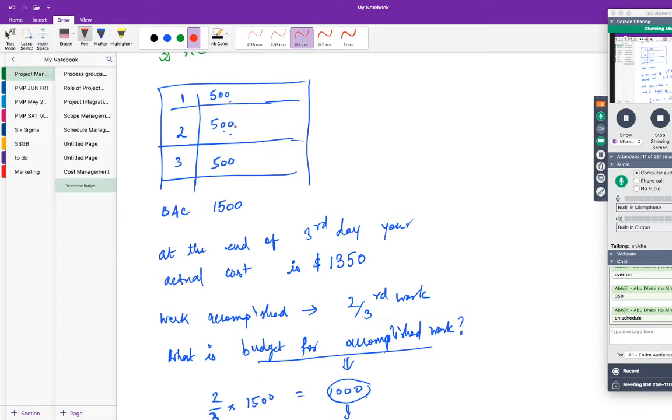Because you have completed only 2 by 3 of work, which means only 2 days of work on the third day, which means 1 day of work you are behind. So what is the worth of 1 day in your project? 500. So in earned value analysis, the schedule variance is also determined using a monetary value, right? So the schedule variance is also presented in a dollar value, all right?